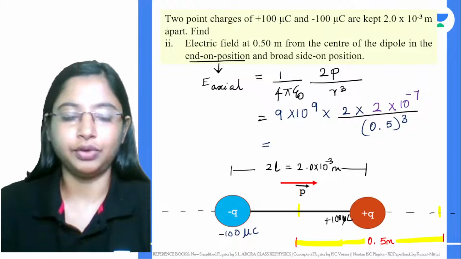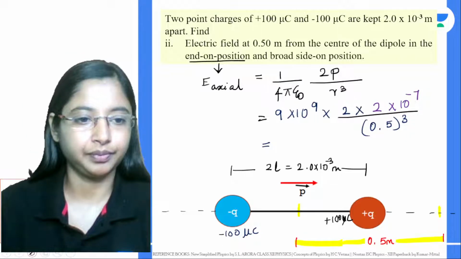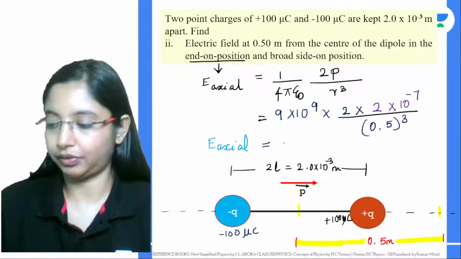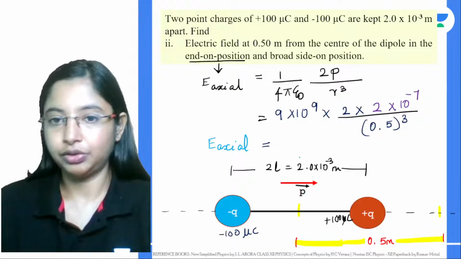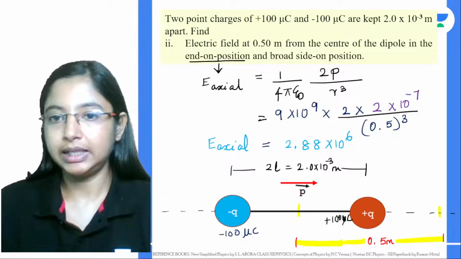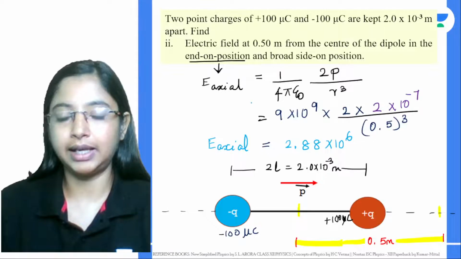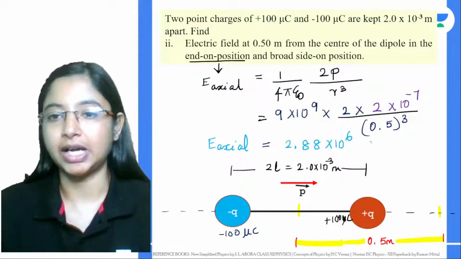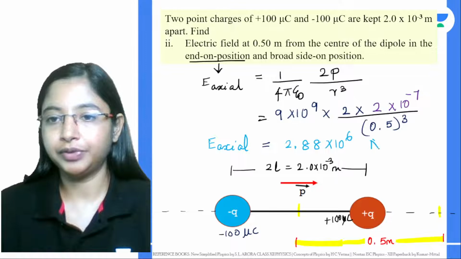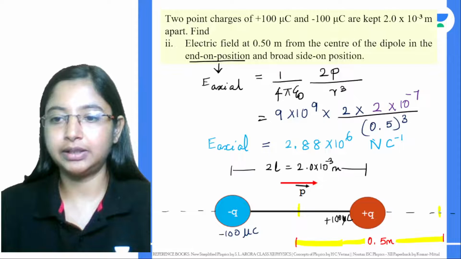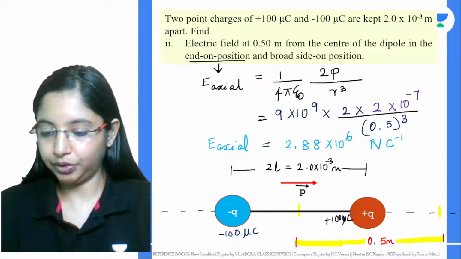So the answer for the axial point, the axial line over here, you will find to be 2.88 into 10 to the power of 6. In this case, what is the unit of the electric field? Electric field is force experienced per charge. The unit is Newton per coulomb. Now this is the strength at this point over here. I hope no doubts till now.